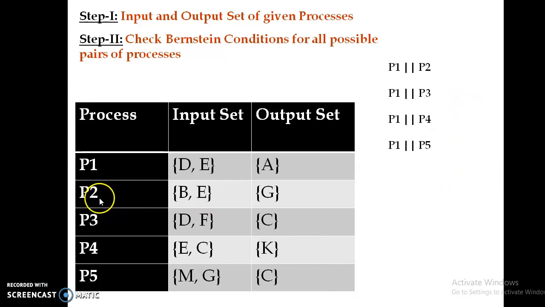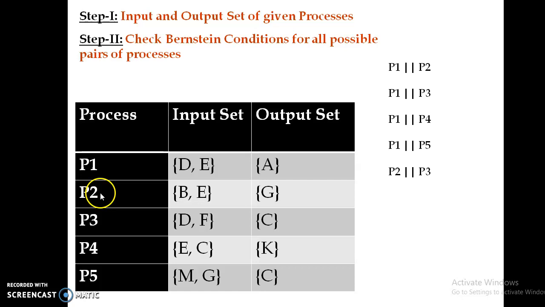Now we will check all the possible pairs with P2. We have already checked P1 and P2, so we will start from P2 and P3. See, input set of P2 and output set of P3, there is no common element. Input set of P3 and output set of P2, there is no common element, as well as no common element between output sets of P2 and P3. So P2 and P3 can execute in parallel.